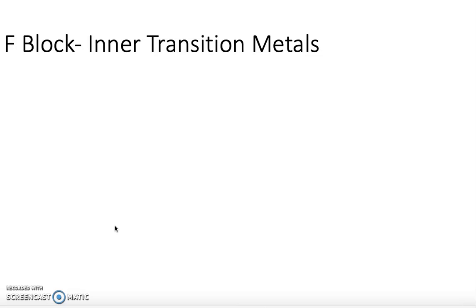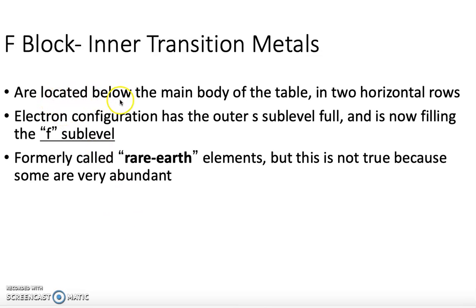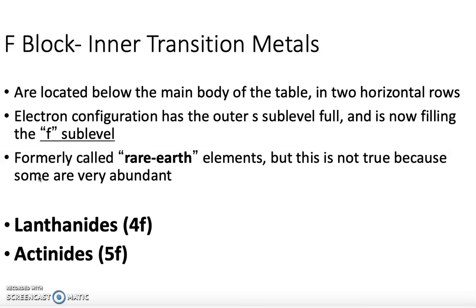Now, the f block. They're also known as the inner transition metals, and there's 2 rows of them. They are located below the main body of the table in 2 horizontal rows. The electron configuration has the outer s sublevel full and is now filling the f sublevel. They are formally called rare earth elements, but this is not true because some are very abundant. The first row are called the lanthanides. The second row are called the actinides. So 4f and 5f.